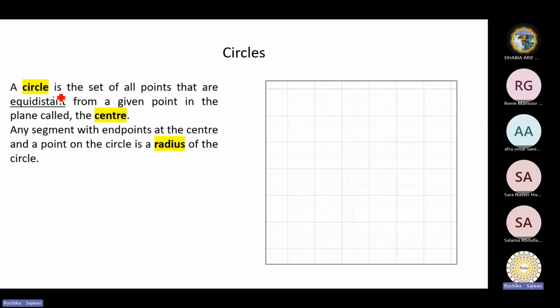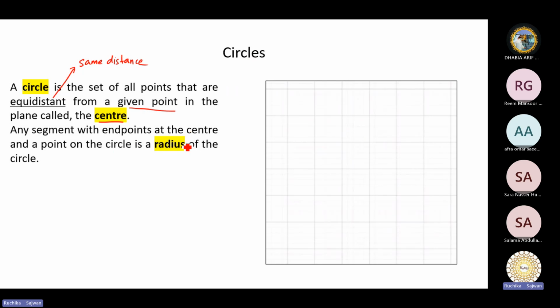What do you mean by equidistant? It means they are at the same distance from a fixed point, and that fixed point or that given point is called the center of the circle. Any segment with endpoints at the center and a point on the circle is a radius.